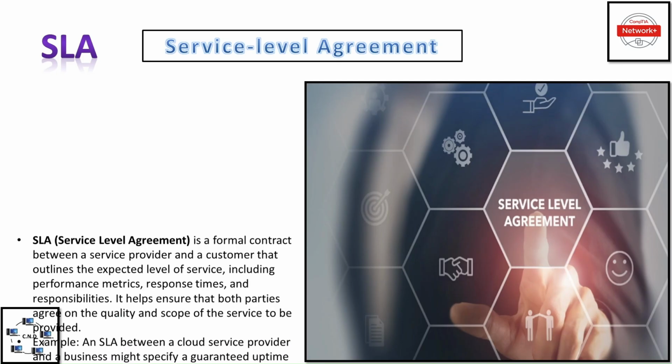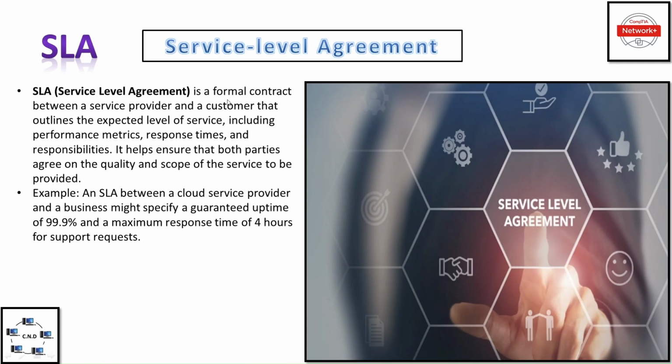SLA, Service Level Agreement. SLA, Service Level Agreement, is a formal contract between a service provider and a customer that outlines the expected level of service, including performance metrics, response times, and responsibilities. It helps ensure that both parties agree on the quality and scope of the service to be provided. For example, an SLA between a cloud service provider and a business might specify a guaranteed uptime of 99.9% and a maximum response time of 4 hours per support request.